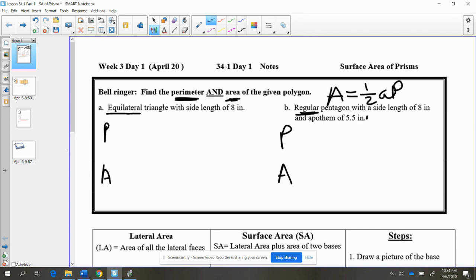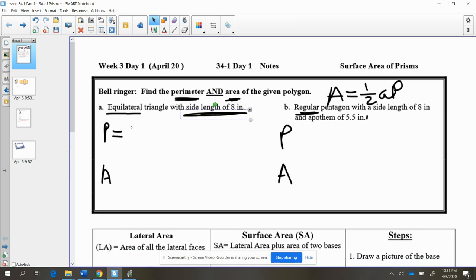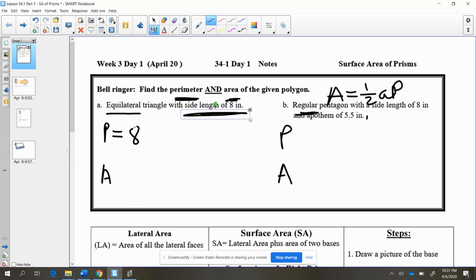Well, starting with the perimeter here for our equilateral triangle, if it's an equilateral triangle, all three sides are going to have the same length. So in this case, 8 plus 8 plus 8 is going to give us a total of 24 inches for our perimeter.